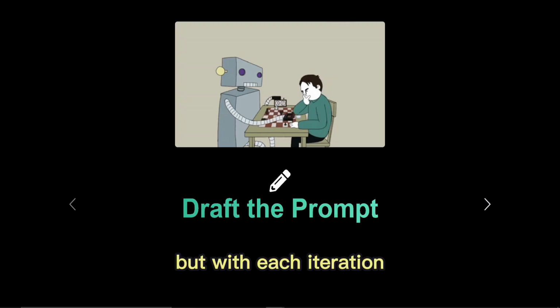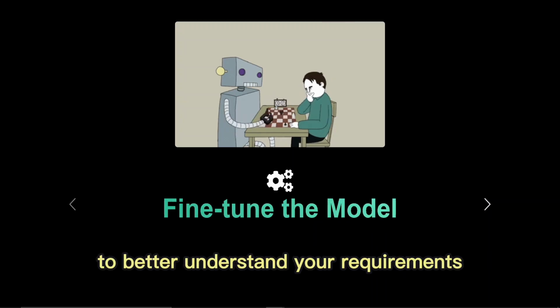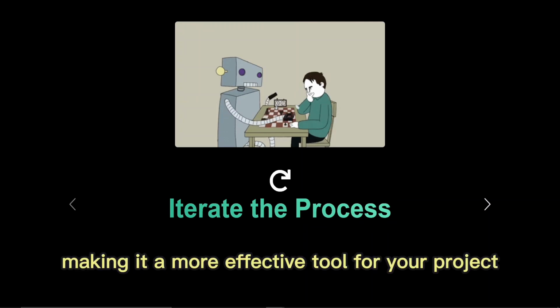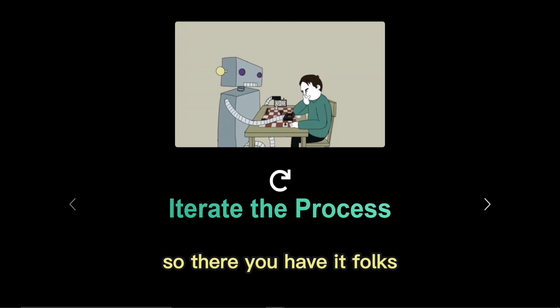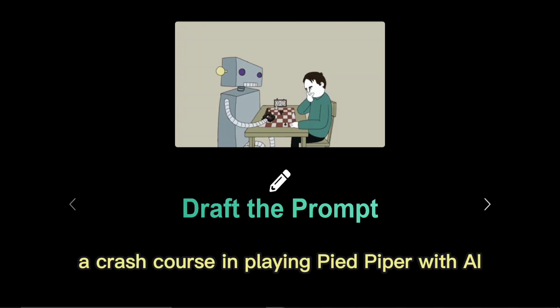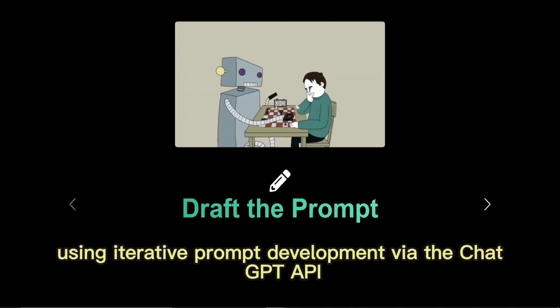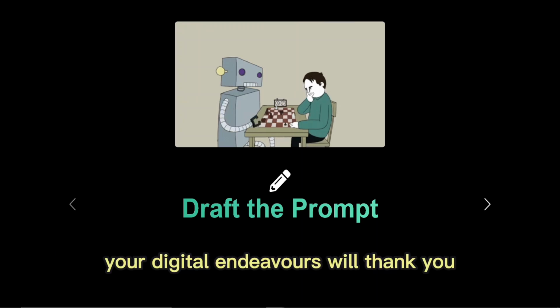But with each iteration, you're teaching the model to better understand your requirements, making it a more effective tool for your project. So there you have it, folks. A crash course in playing Pied Piper with AI using iterative prompt development via the ChatGPT API. Your digital endeavors will thank you.